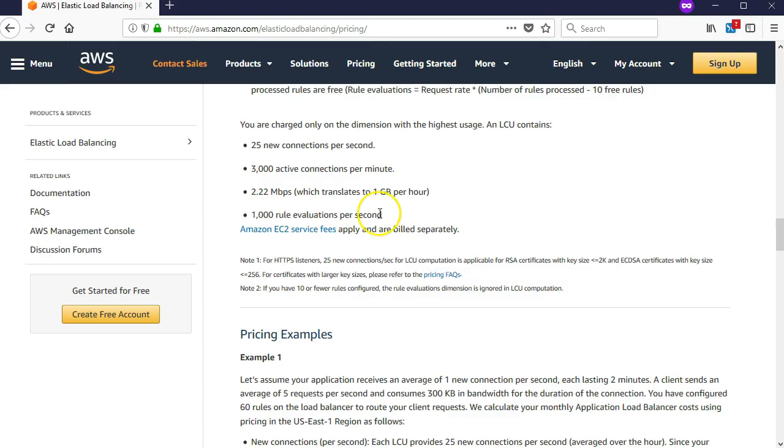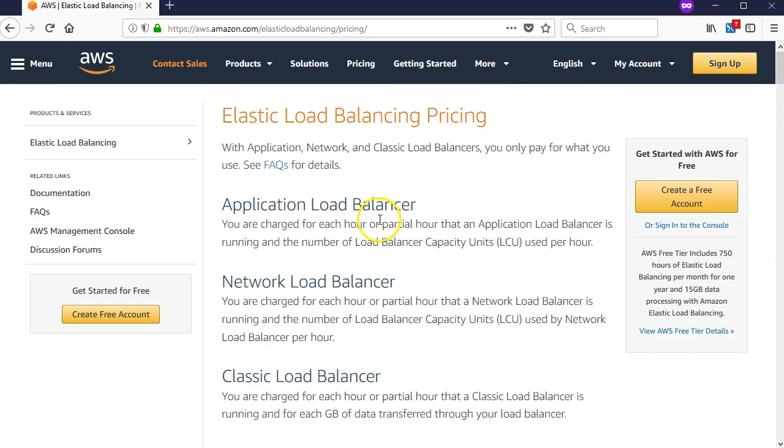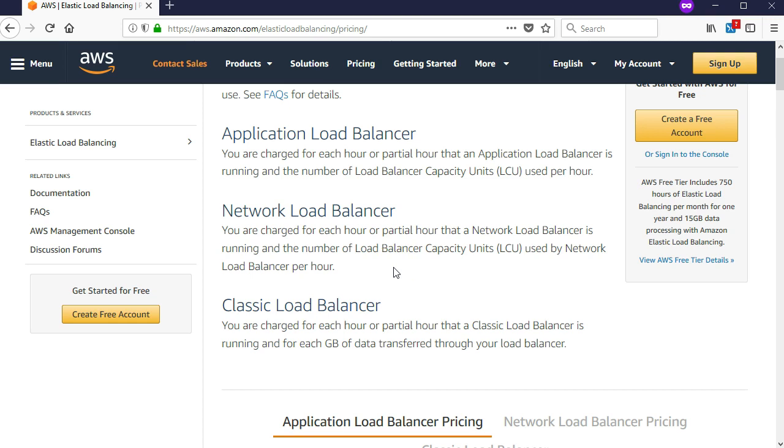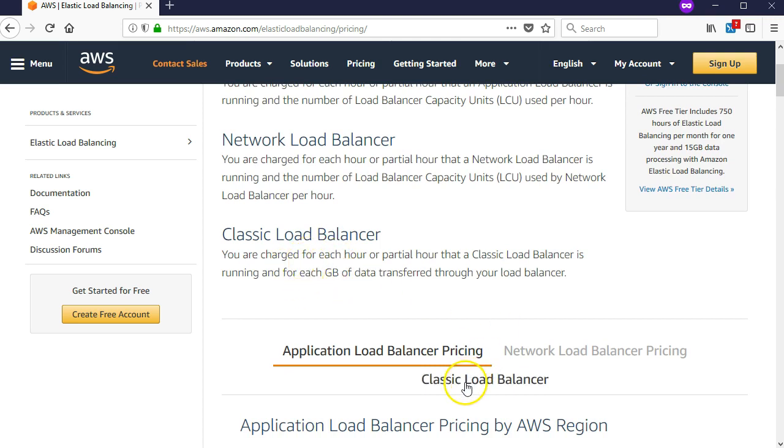All right. So I'm on this URL. I'll put this URL in the description as well. You can go here and see all three types of load balancers. I'll try to explain because sometimes it becomes very tricky to understand this. First of all, let's start with the oldest one, which is the classic load balancer.